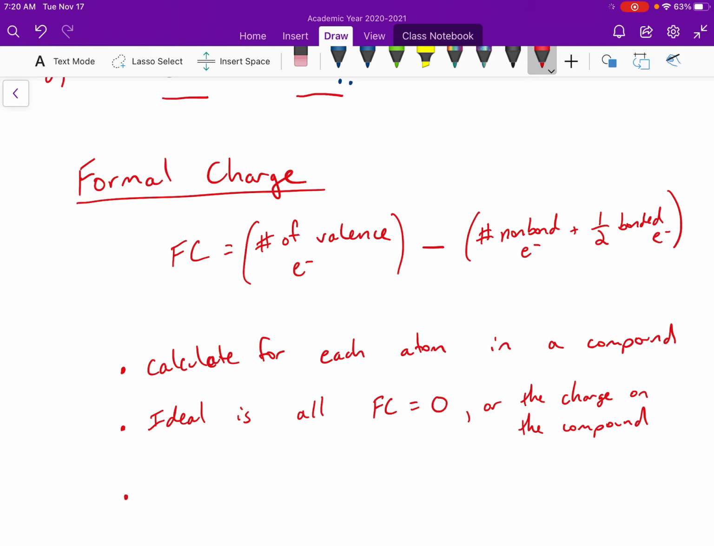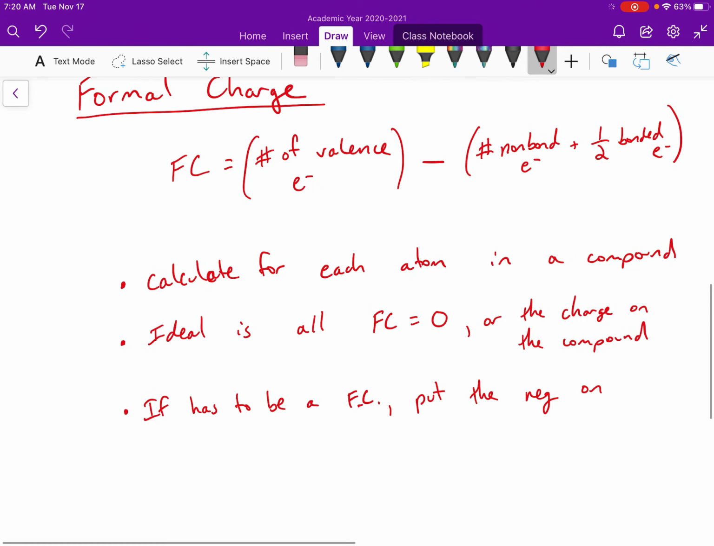If there has to be a formal charge, if there's no way to get around it, then what we do is we put the negative on the most electronegative atom.